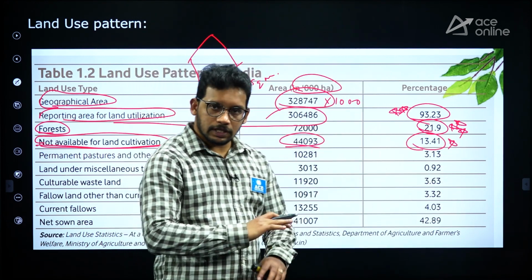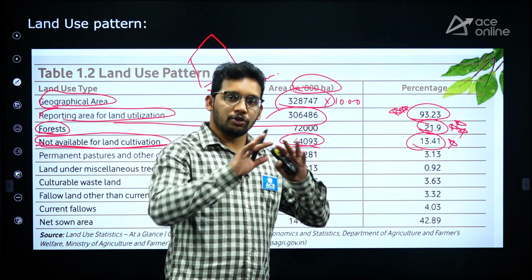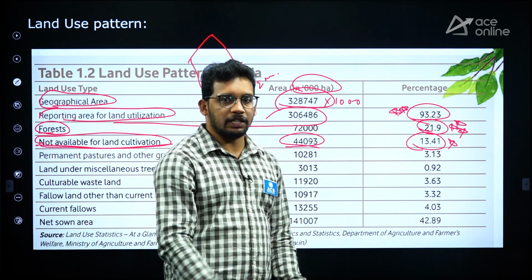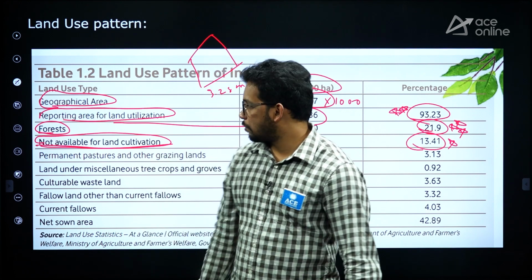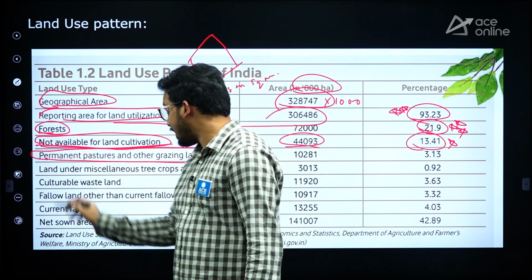13.41% is just a normal land. We cannot use it for agriculture. There may be big stones settled in that particular land, which is not suitable for agriculture. Then we have permanent pastures and other grazing land.